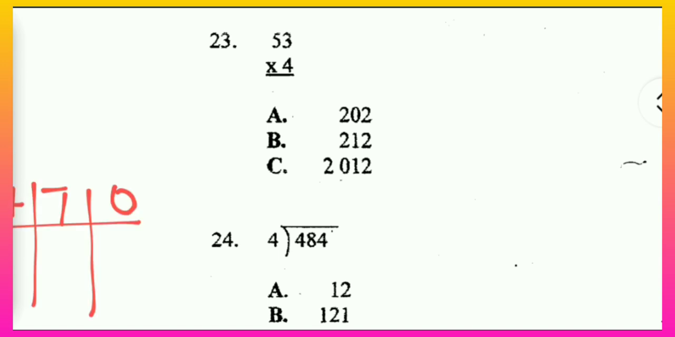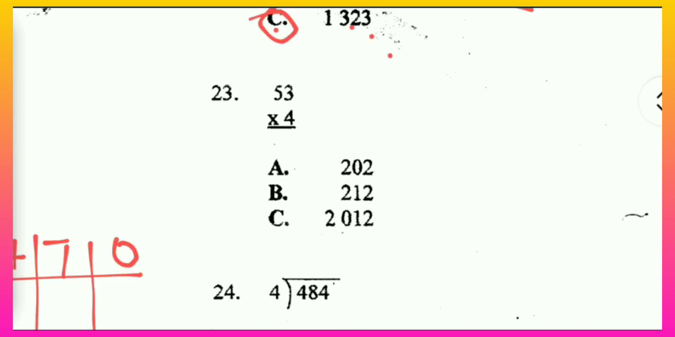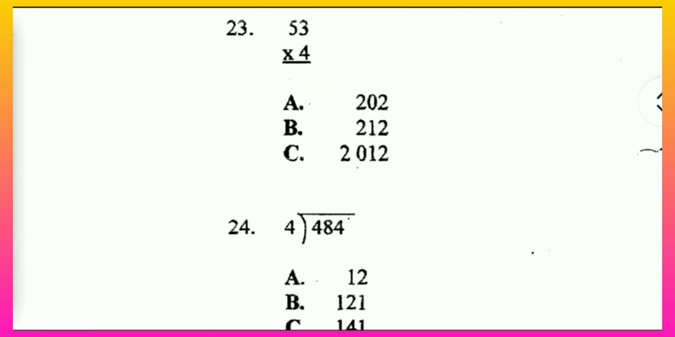Same principle for number 23. But we are multiplying, so the principle, remember, we are going in this direction. So you start from here. 4 times 3 is 12. So you're going to have a 2. All 3 of them have 2 as the final digit, so we can't select. 4 times 5 is 20. So do we have a 202? And it's at A.